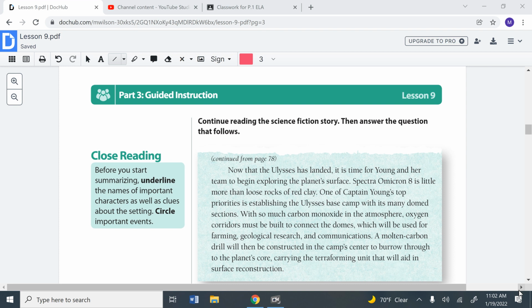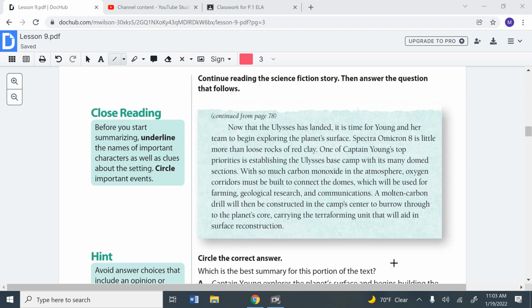Now that the Ulysses has landed, it is time for Young and her team to begin exploring the planet's surface. Spectra Omnicron 8 is little more than loose rocks of red clay. One of Captain Young's top priorities is establishing the Ulysses base camp with its many dome sections. With so much carbon monoxide in the atmosphere, oxygen corridors must be built to connect the domes, which will be used for farming, geological research, and communications. A molten carbon drill will then be constructed in the camp center to burrow through to the planet's core, carrying the terraforming unit that will aid in the surface reconstruction.